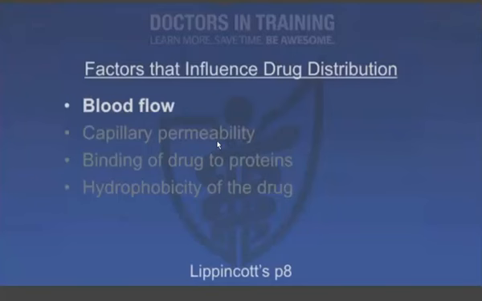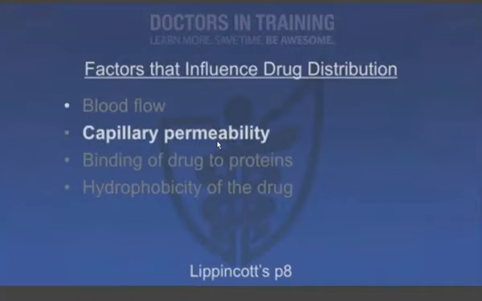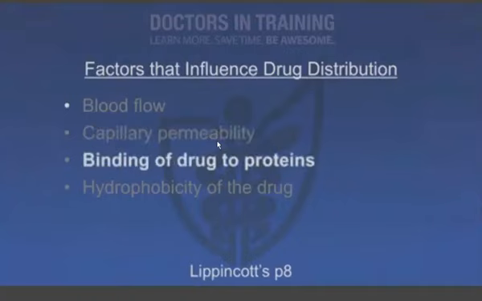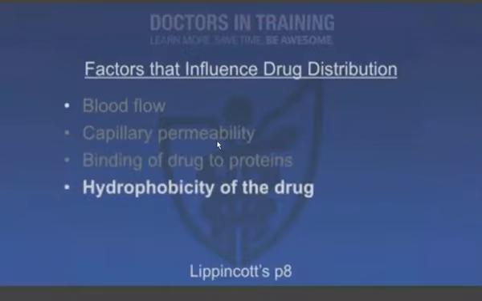So drug distribution depends on a lot of things. It depends on blood flow, capillary permeability, binding of drugs to proteins in the plasma and in tissue, and it depends on the hydrophobicity of the drug. Because the fluid we're talking about, the intracellular fluid, is aqueous, and the extracellular fluid is aqueous.